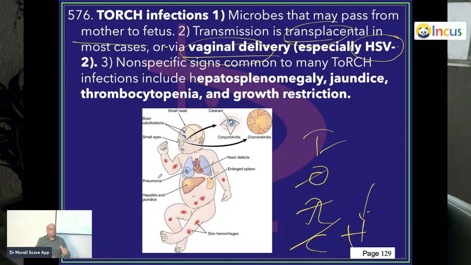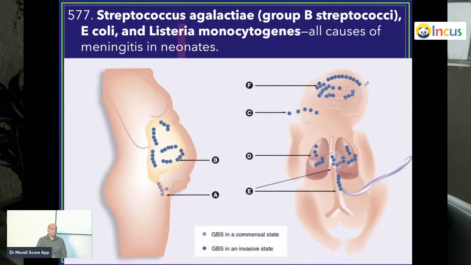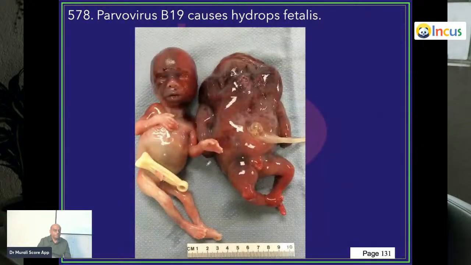Then there are a lot of non-specific symptoms whenever TORCH infection occurs in the newborn. Hepatosplenomegaly, jaundice, thrombocytopenia, and growth restriction. So these are the IUGR, microcephaly, very common with TORCH infections. Streptococcus agalactiae, it is what? Group B streptococci. E. coli, Listeria, they all lead to meningitis.